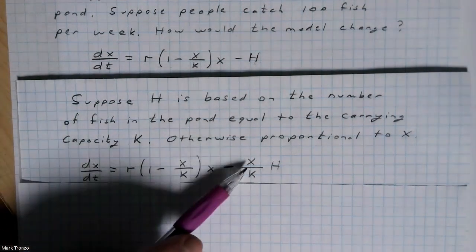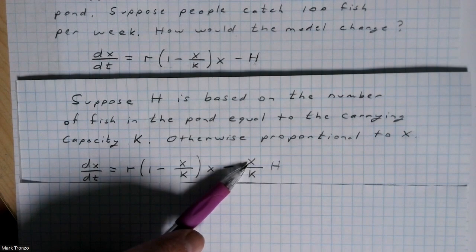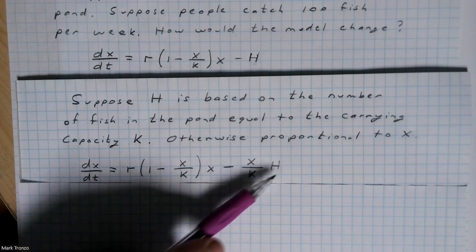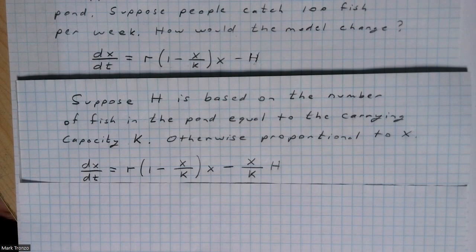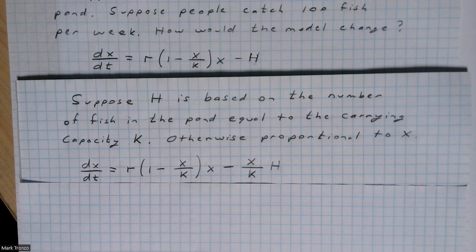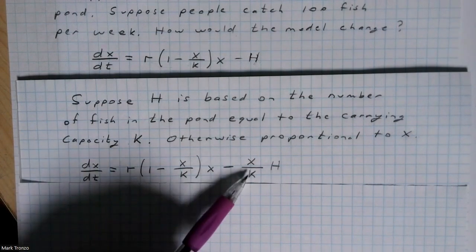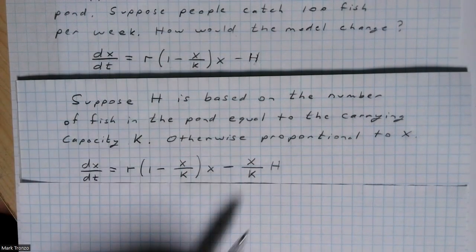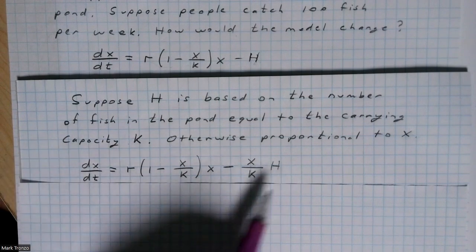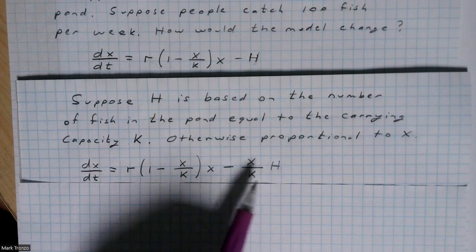On the other hand, if x is maybe 10,000 and the carrying capacity is 25,000, then this is going to be proportionally less times H. Which again, that would make sense, in that the fewer fish there are in the pond, it's going to be a little bit harder to catch the fish, and this could go down proportionally. Now, there are a lot of other sophisticated ways you could put this term in, but this just gives you an idea of some things that you could do with it.